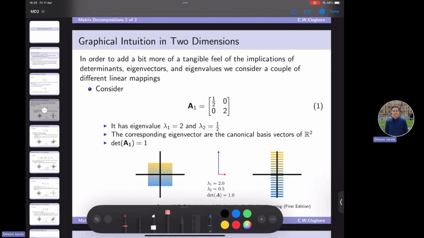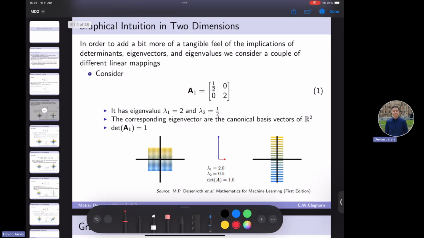But to begin with, I think it's helpful to have a little bit of intuition for what is going on in the eigen decomposition. And this very much follows my box example that I've been doing for weeks, but it's now a little bit more formal and in the slides. So it's at least a more concrete way of understanding it. So in order to add a bit more of a tangible feel to the implications of things like determinant, eigenvectors, and eigenvalues, we consider a couple of different linear mappings.